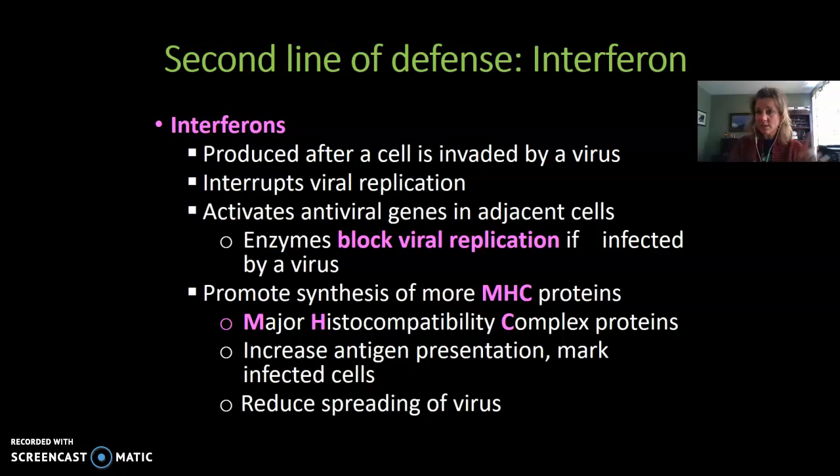So remember those dendritic cells that we talked about a little bit ago? And I said that it takes a part of the antigen and it displays it on its cell surface. Well, that little fragment of antigen is actually attached to an MHC protein. And so by increasing the amounts of these proteins on these antigen presentation cells, you are increasing the instances of antigen presentation and thereby escalating the adaptive immune response. So that's going to promote the immune response, and altogether it's going to help reduce the spreading of the virus.